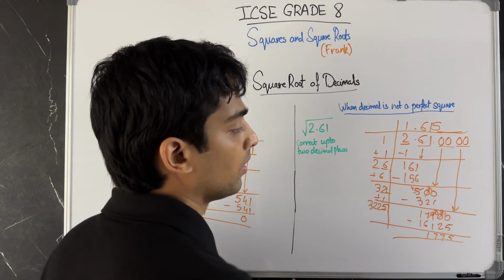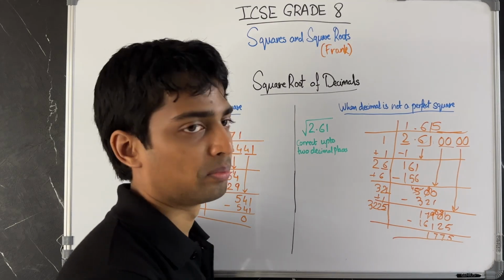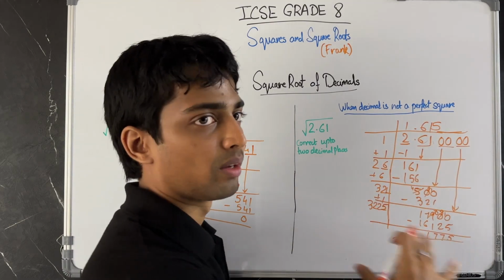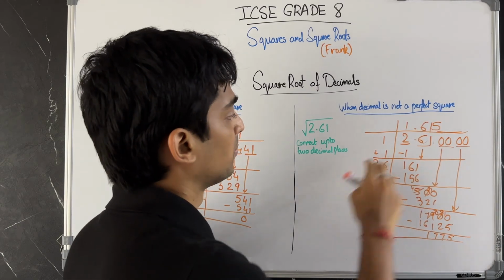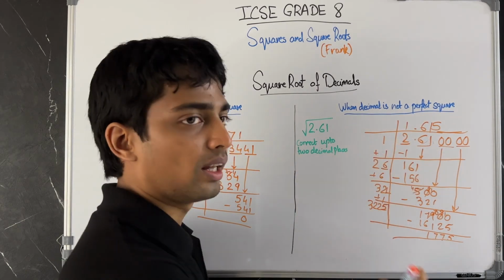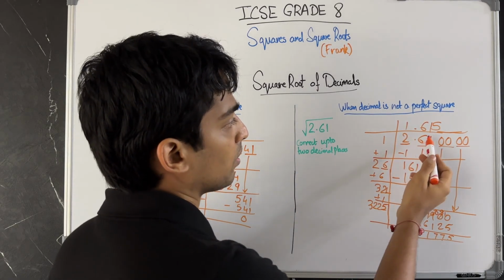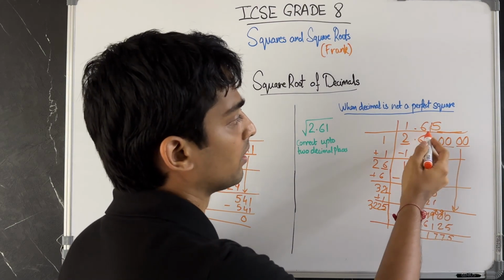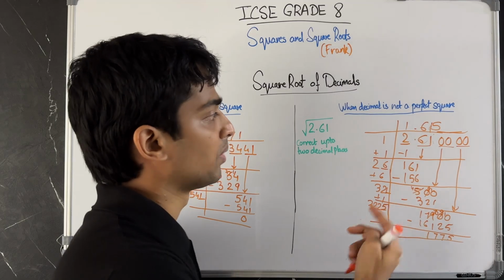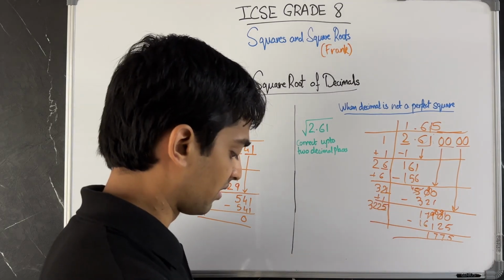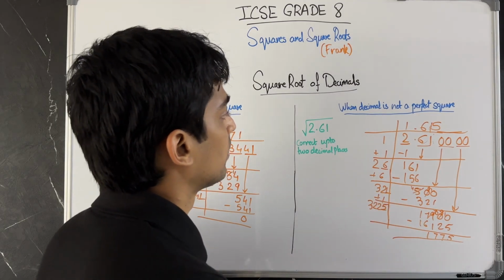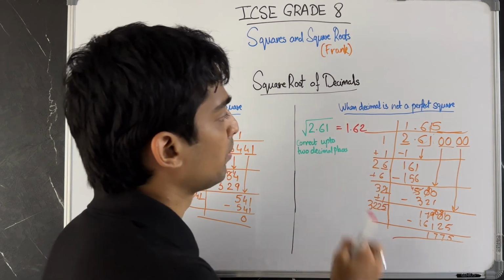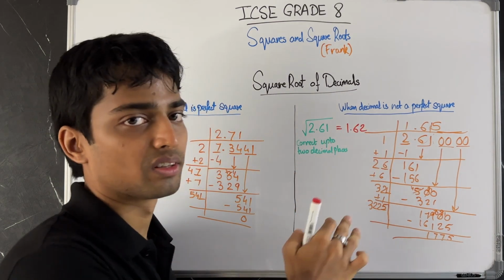We will stop here. We will never get the remainder as 0 because this is not a perfect square. The digits will go on forever, but we just need to find 3 because we want 2. We'll find 3 and then round it off to 2. So now 1.615, 5 or greater than this, the previous digit gets increased by 1. So the answer is 1.62. If we multiply this by itself, you will get very close to 2.61 but not exact.